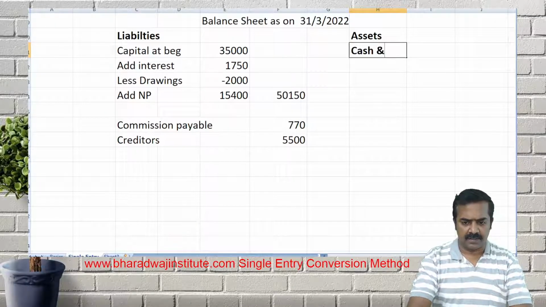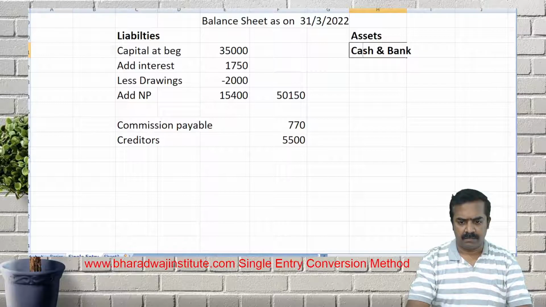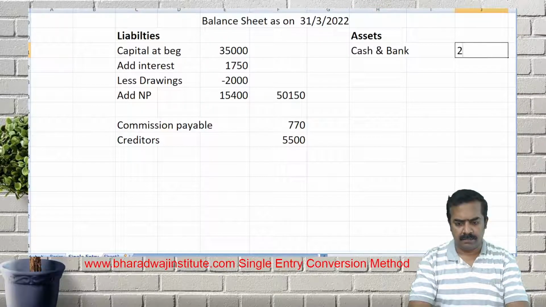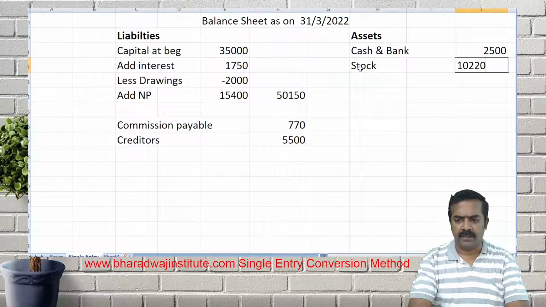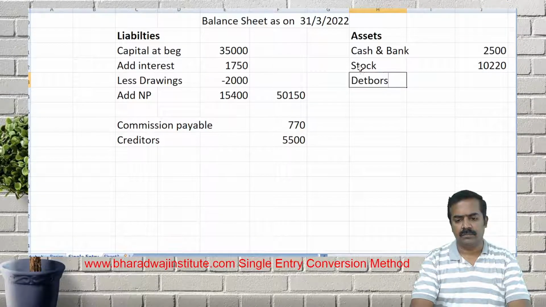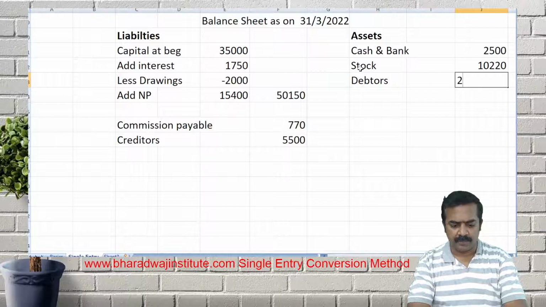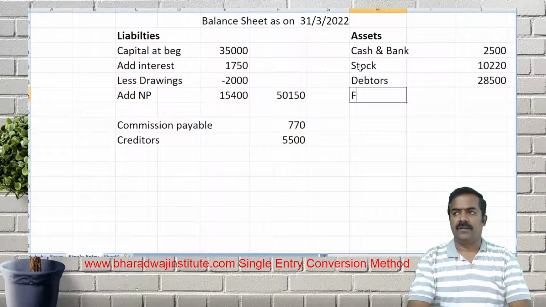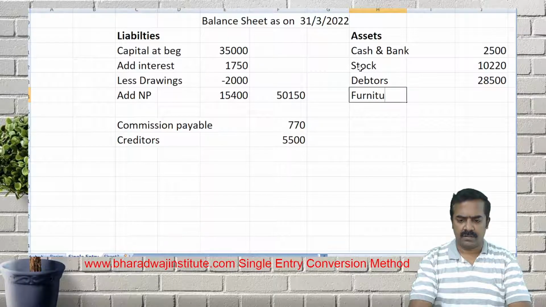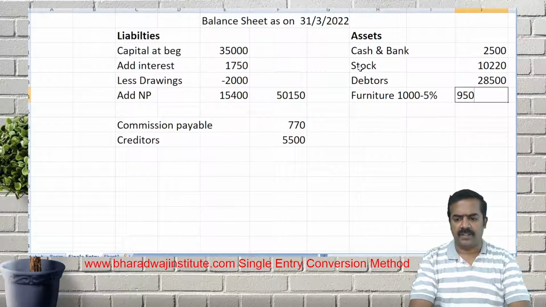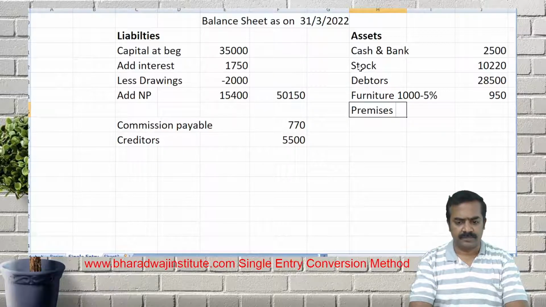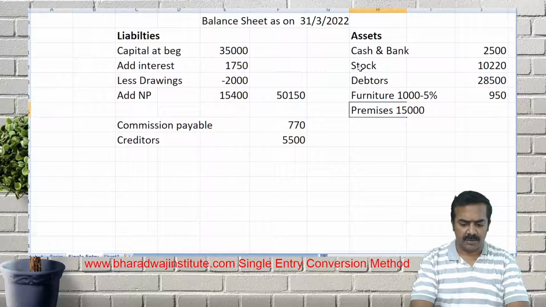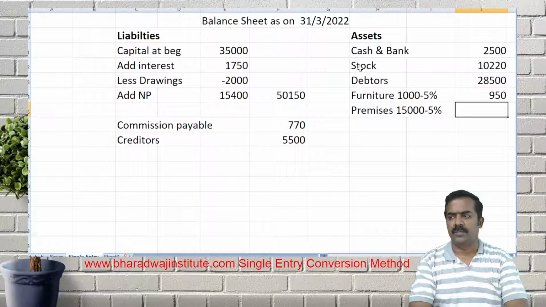Cash and bank balances, 10,220. Then furniture: 1,000 minus 5% depreciation, 950. Then premises, how much is it? 15,000 minus 5%.